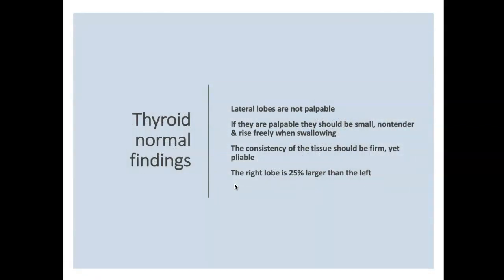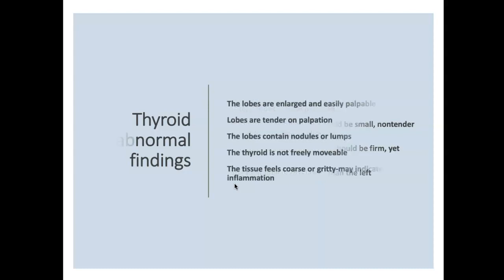Again, normal findings: they should be non-palpable, and if they are palpable, it should be very, very small. They shouldn't hurt, and they should rise freely when the client swallows. They should be able to move easily when the client swallows. It should be firm and pliable, and again, the right lobe is usually a little bit larger than the left.